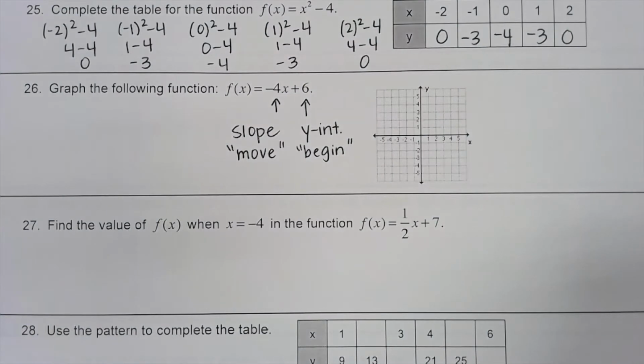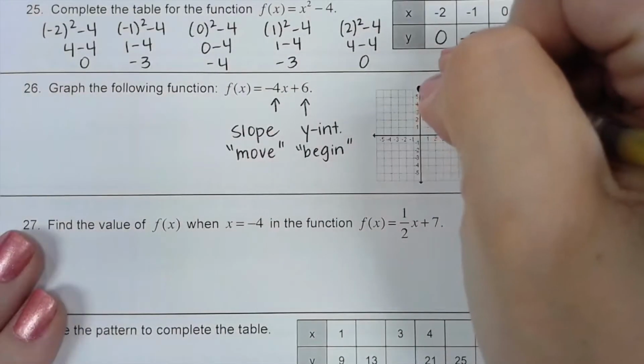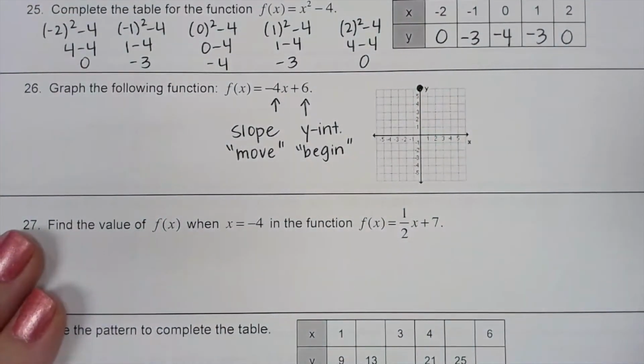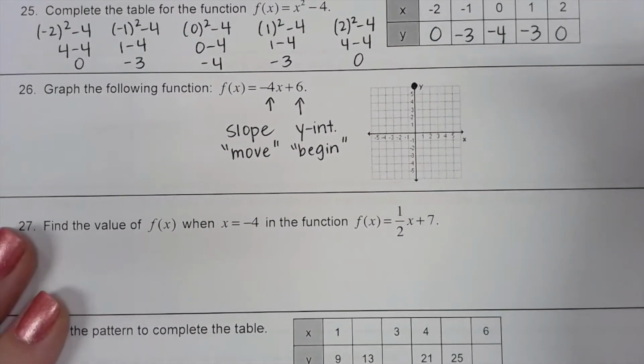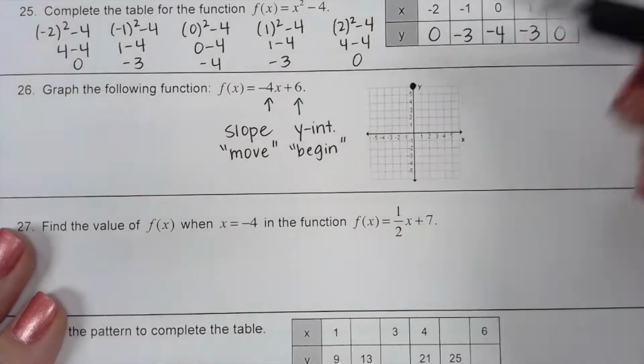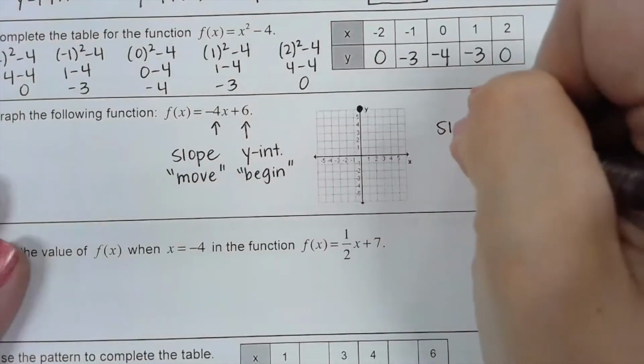So on your graph, for this one, you're going to start at positive 6, so way up there at the top, and then my slope is down 4 and 1 to the right. And so for slope, if it's positive, you go up. If it's negative, you go down, but then you always go to the right.